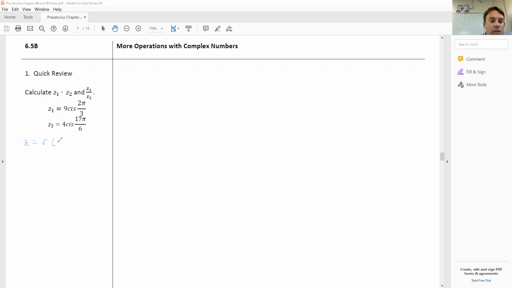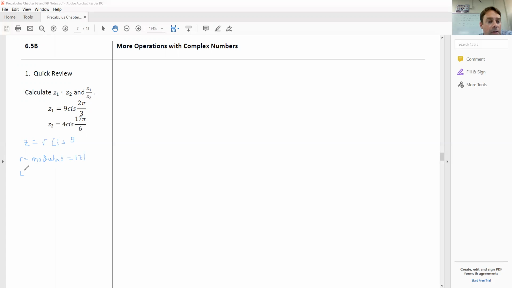So we have this idea that r cis theta, and cis is short for cosine i sine, is the trig form of a complex number. We said that r is the absolute value of z, but it actually has a specific name. We want to call it the modulus. So r is the modulus, and it's represented by the absolute value of z.